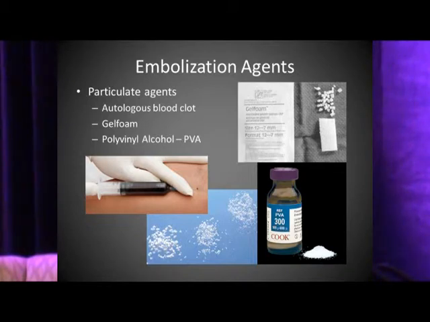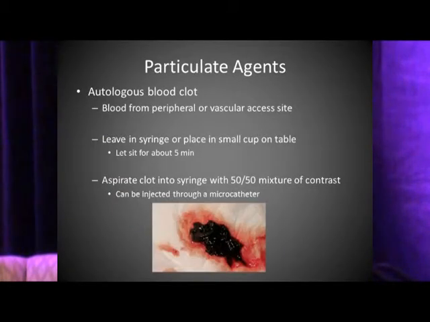Autologous blood clot, although not used significantly today, can be gained either from the vascular access where we pad our sheath or from a peripheral IV. Usually let it sit around on the table for a few minutes. 5 minutes is usually long enough. And then we usually aspirate it into a syringe. You want to make sure that it has some type of contrast mixture in it, some type of 50-50 mixture, 70-30, so that you can actually see it when you inject it. And because of the viscosity of a blood clot, it can be injected through the microcatheter. You don't need a diagnostic catheter to inject it.